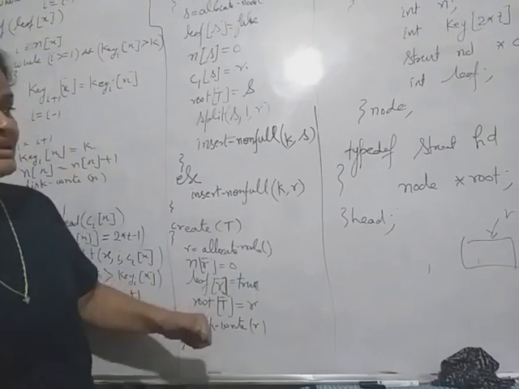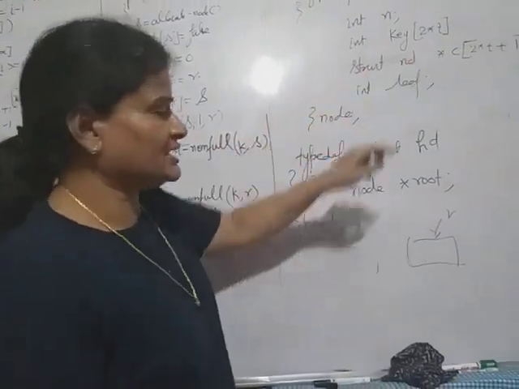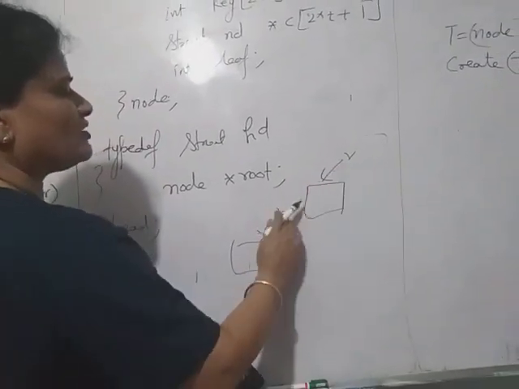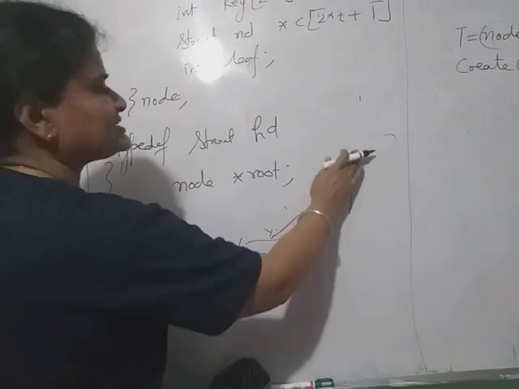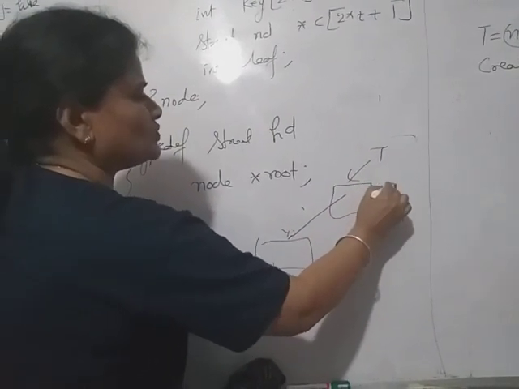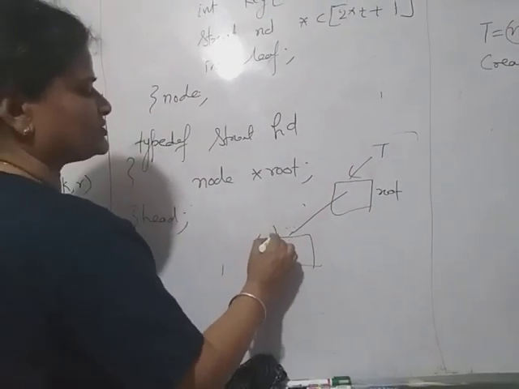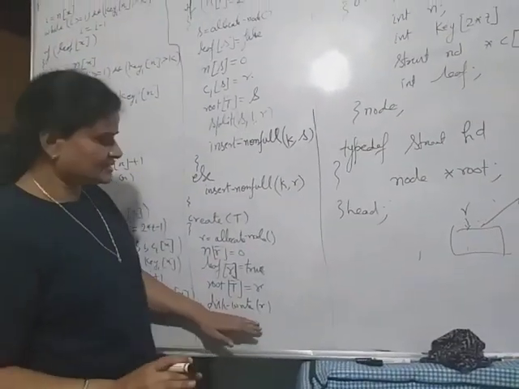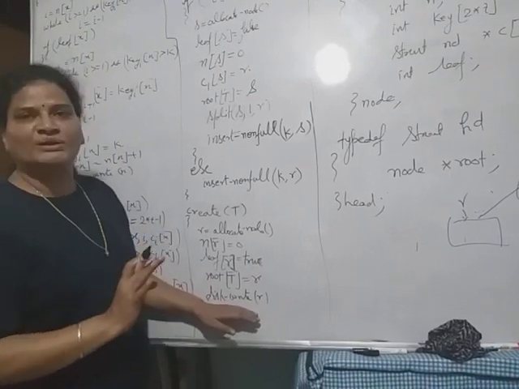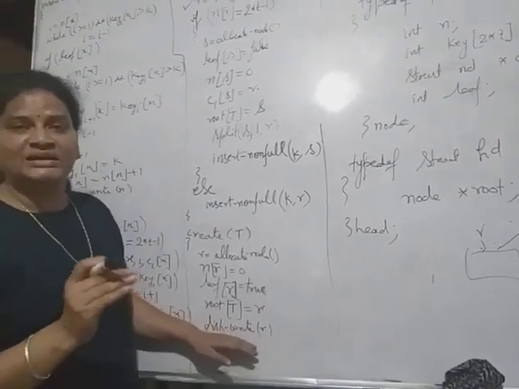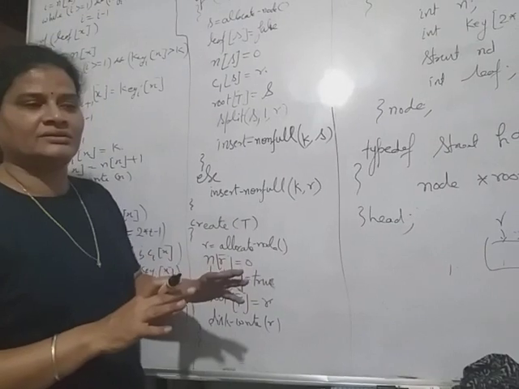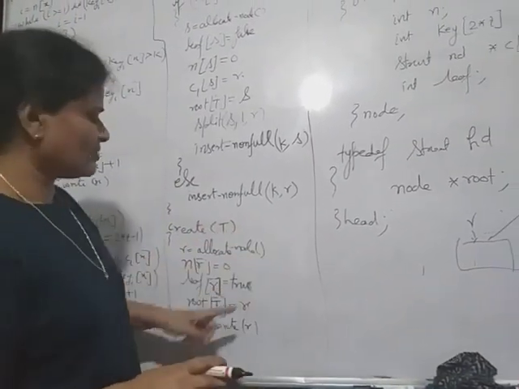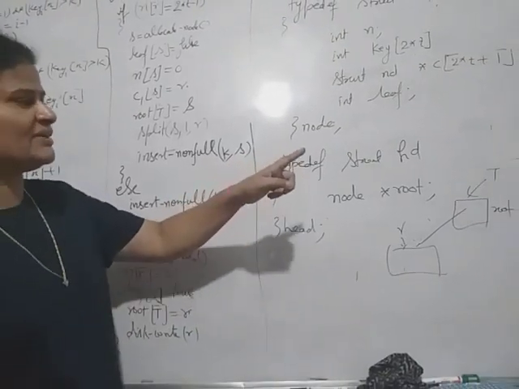Now root of T, see, this is root and this is T. So root of T will point to the R. Okay. Now the disk write R. Disk write function is not required when you implement the function, because then all the nodes and data are in primary memory. Okay. So here, now finally the create T function.